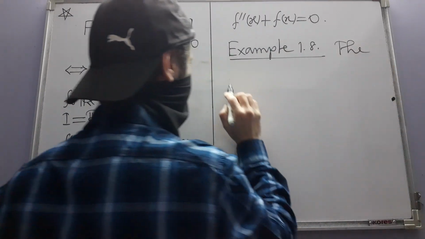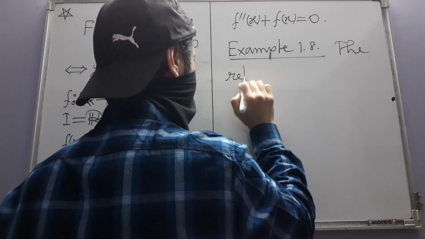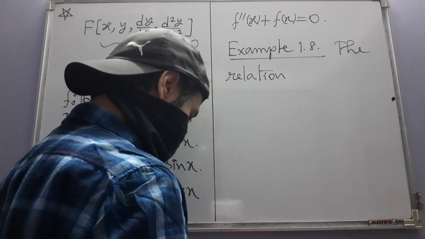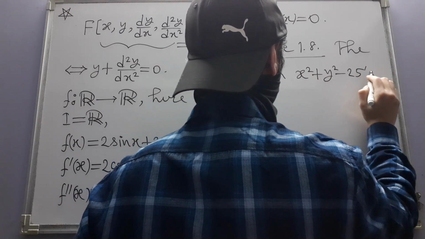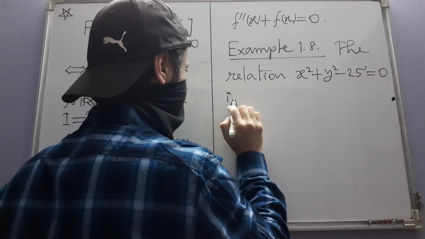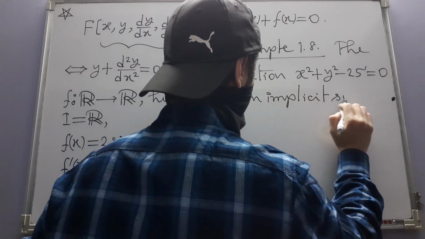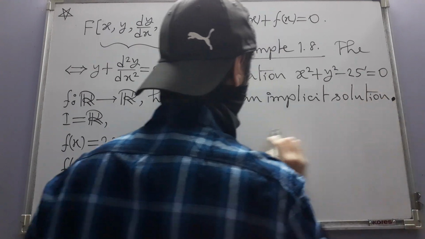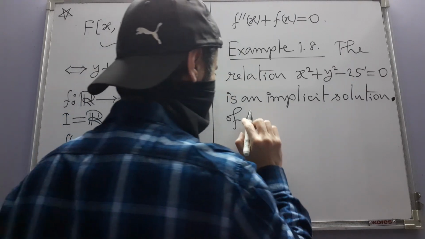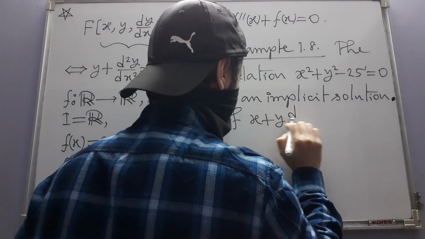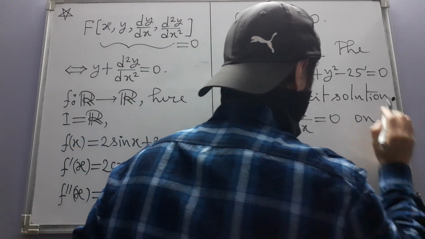The relation x square plus y square minus 25 equal to 0 is an implicit solution of this differential equation. It's a first order differential equation, x plus y dy dx equal to 0 on the interval.